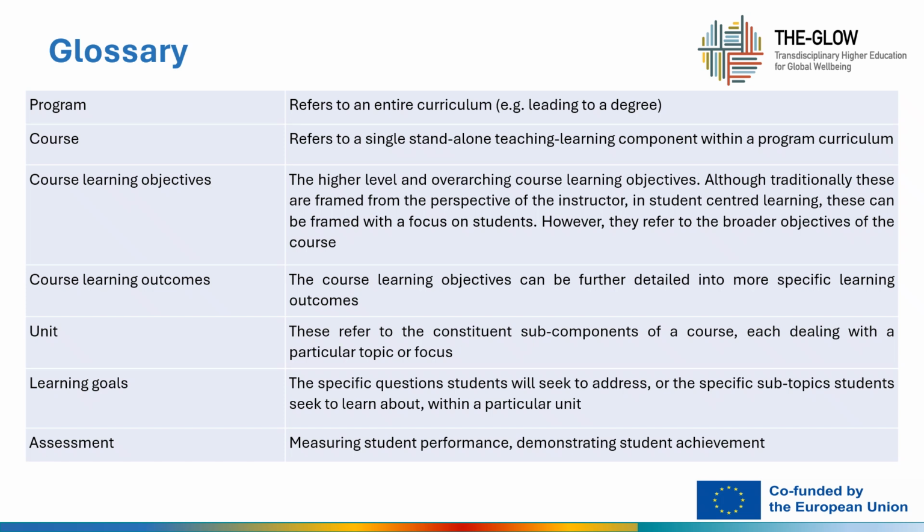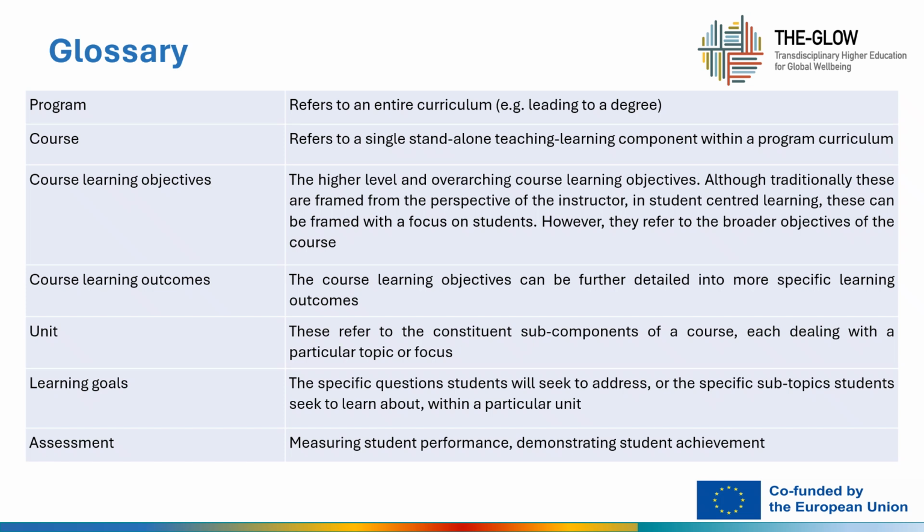With a program, we're referring to an entire curriculum. With a course, to a single standalone teaching learning component within a program curriculum. With course learning objectives, we mean the higher level and overarching course learning objectives. Traditionally, these are framed from the perspective of the instructor, but in student-centered or active learning, these can be framed with focus on students. Overall, they refer to the broader objectives of the course. The course learning objectives can be further detailed in more specific learning outcomes.